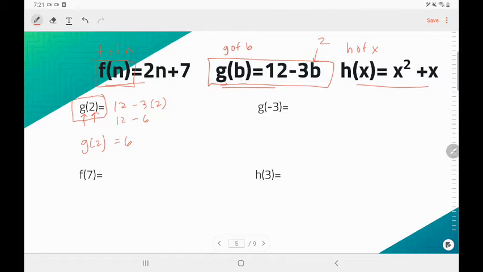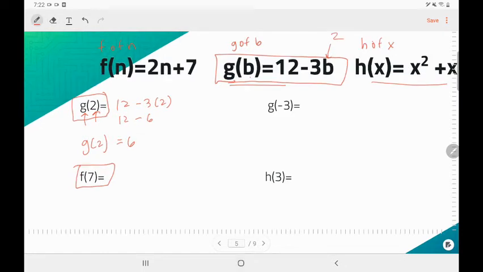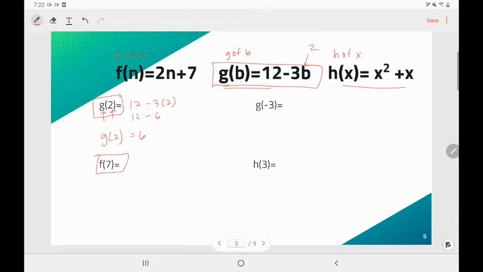All right, second problem. f of 7. Well, this time I'm going to be looking at my f function. So 2n plus 7. I'm going to input 7 into my input variable. So 2 times 7 plus 7. 2 times 7 is 14, and 14 plus 7 is equal to 21. So I can say that f of 7 is equal to 21.